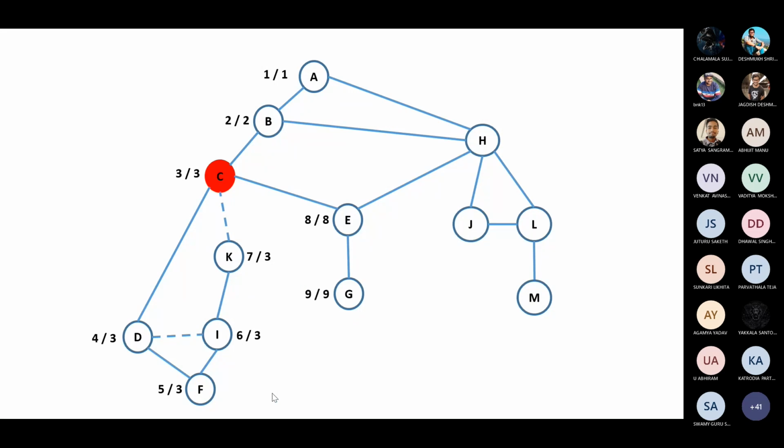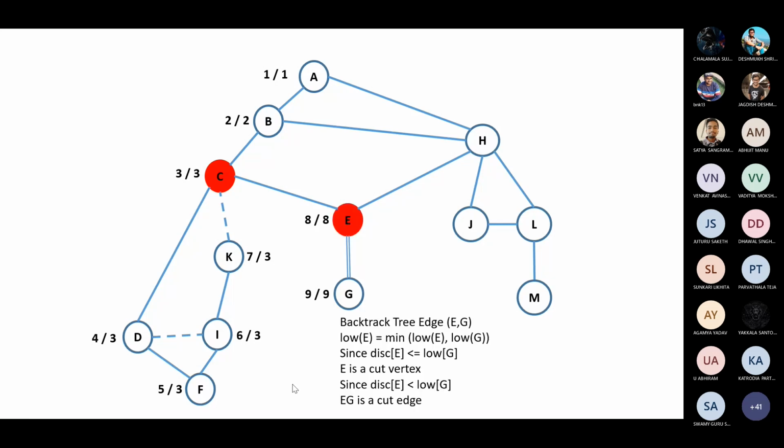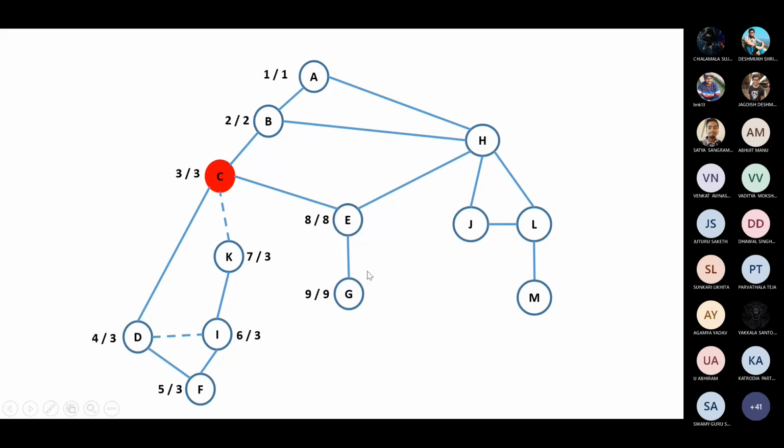Now when I backtrack from G, the low value of E will be the minimum of low value of E and low value of G. So the minimum of 9 and 8 is 8, so it is again 8.